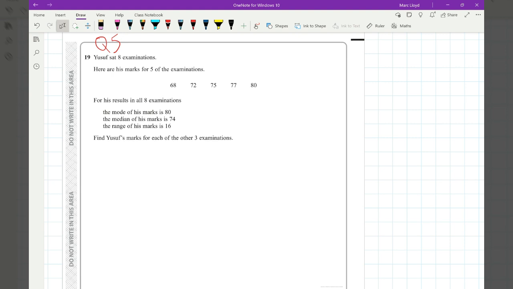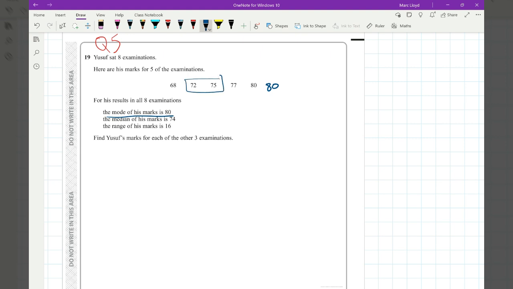Okay, Yusuf sat 8 exams. Here are his marks for 5 of the examinations. So first bit of information, the mode of his marks is 80. So he's going to get another 80. The median of his marks is 74.